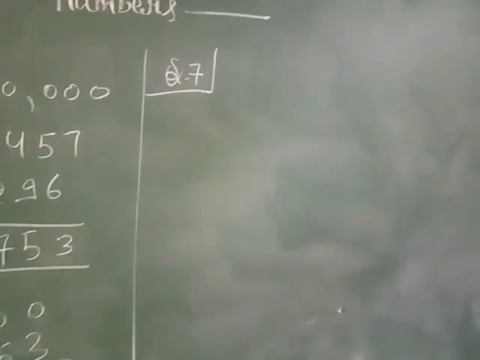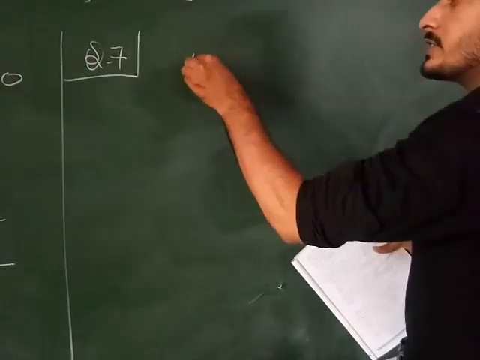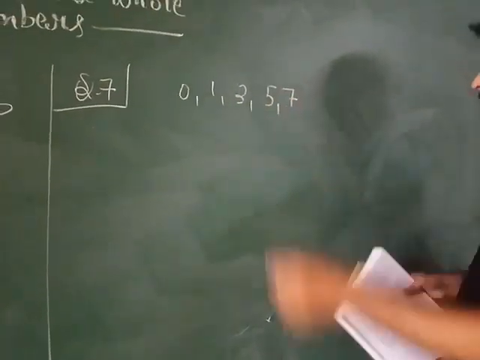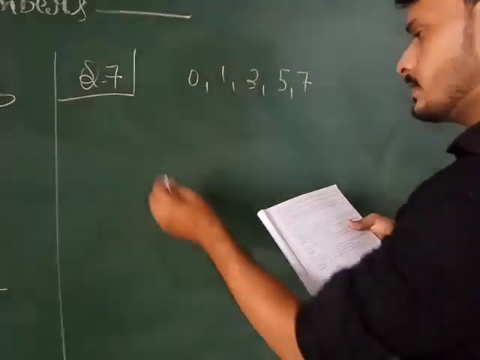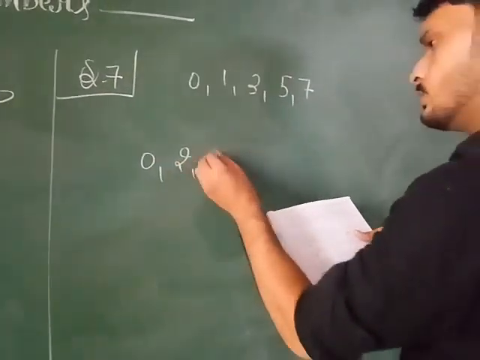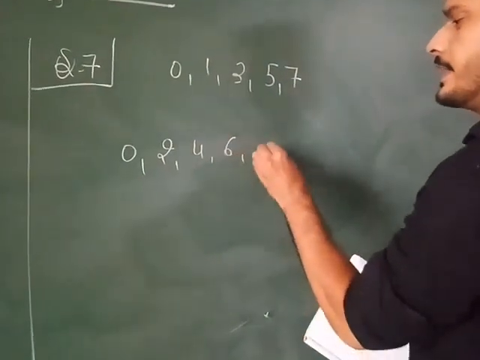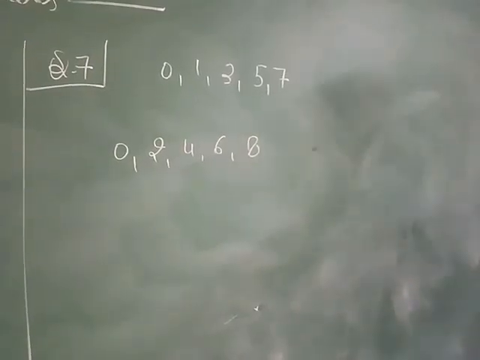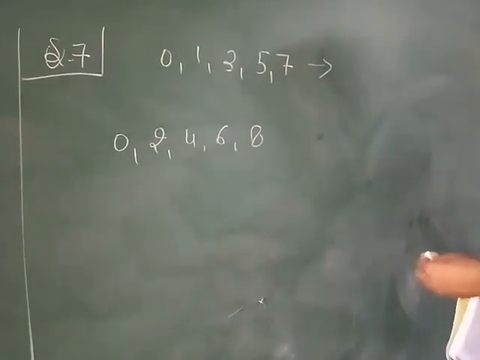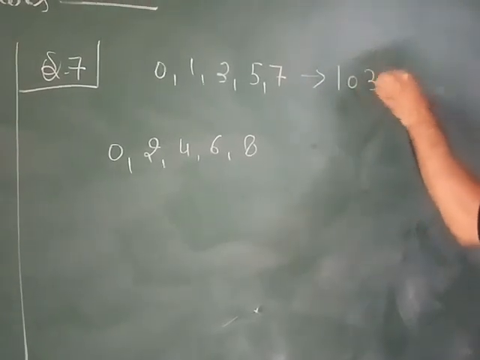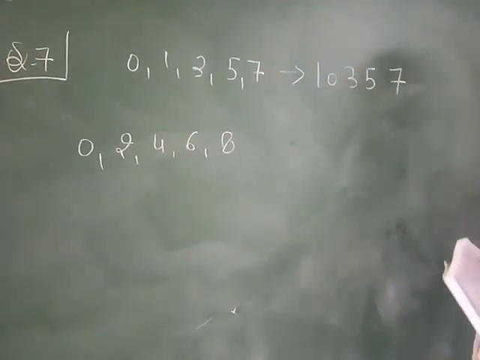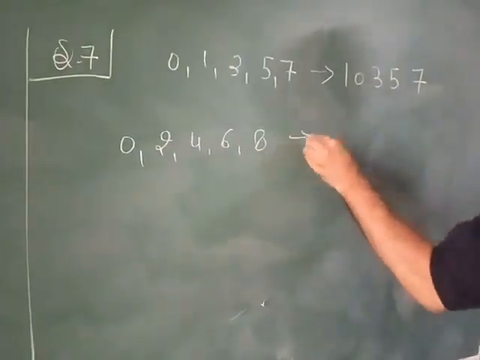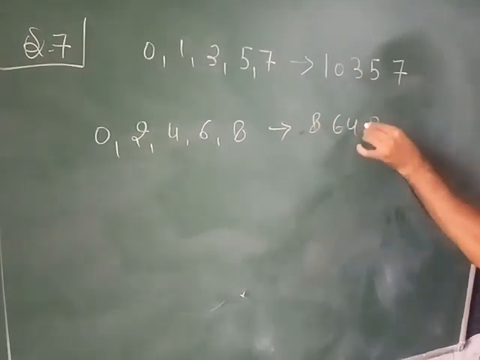What must be added to the least number found by digits? Some digits are given: 0, 1, 3, 5, 7 and 0, 2, 4, 6, 8. These two types of digits are given and we have to form the least number, the smallest number, from these digits. So the smallest number will be 10,357. And from these digits we have to find the greatest number. So the greatest number will be 86,420.